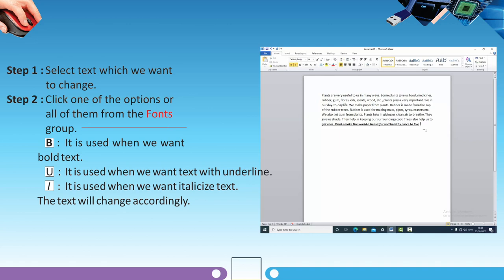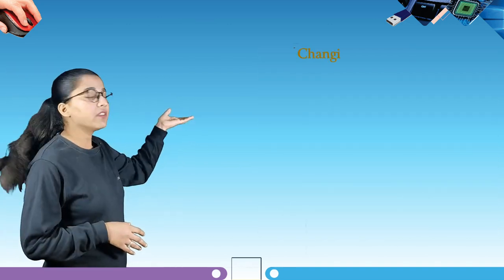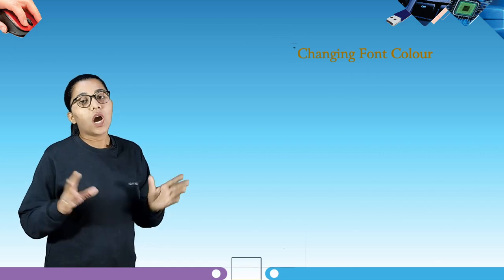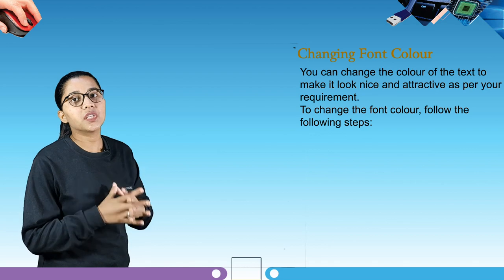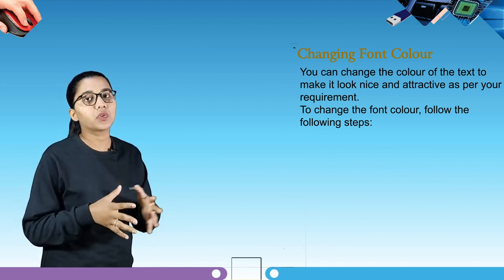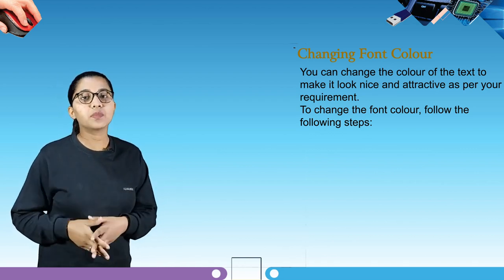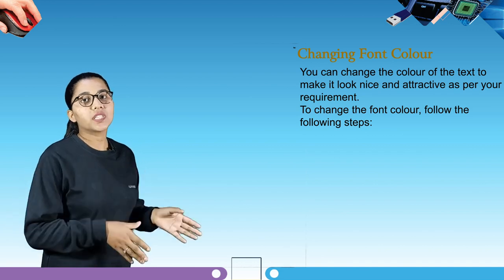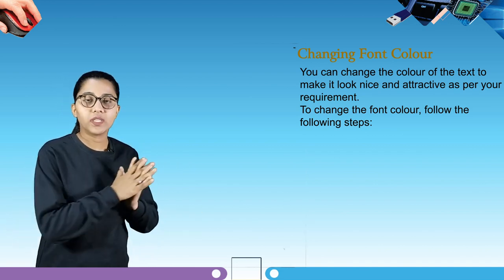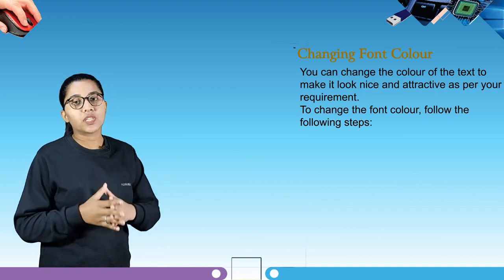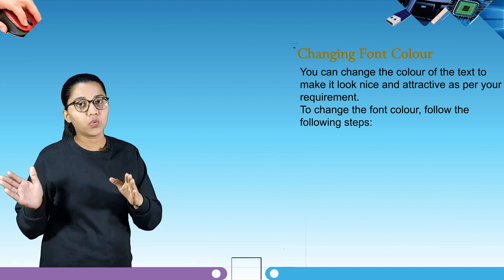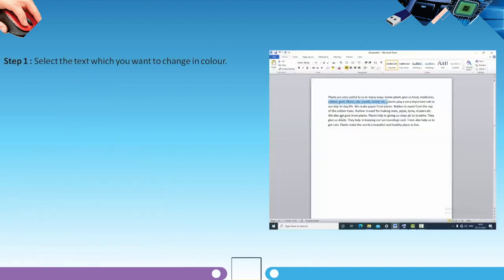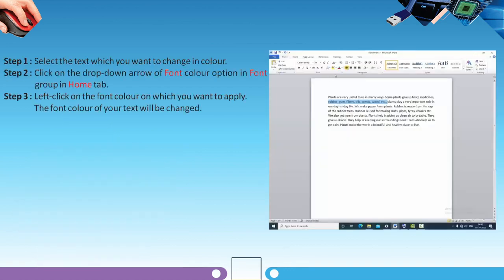Now jumping to our next topic, that is changing font color. Now how to change your text color, let's learn. You can change the color of the text to make it look nice and attractive as per your requirement. To change the font color, follow these steps. If you want to change the color of your text and you want to make it attractive, you have to follow these steps. So our step 1 is select the text which you want to change in color.